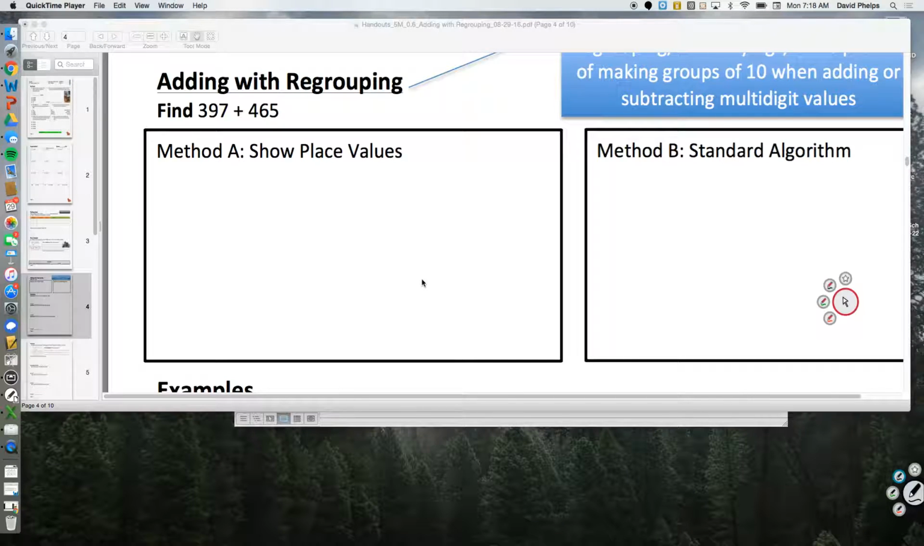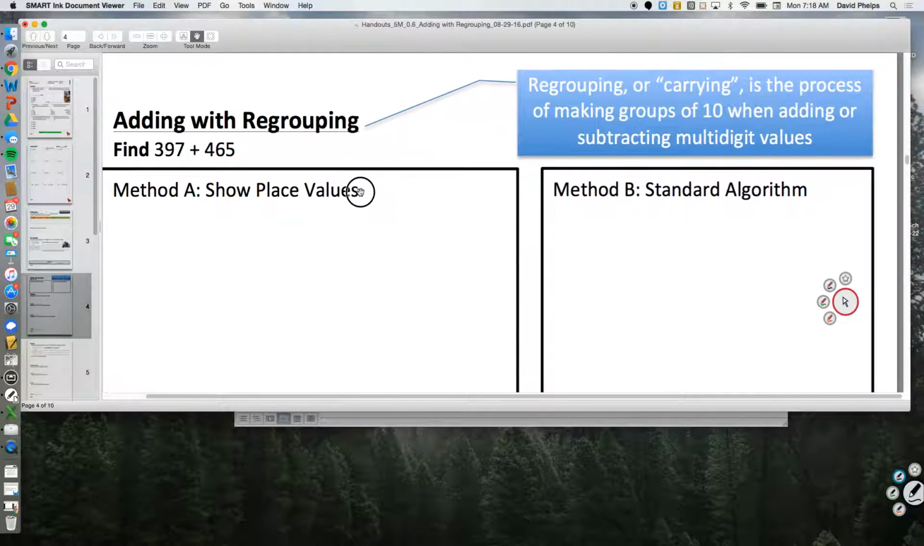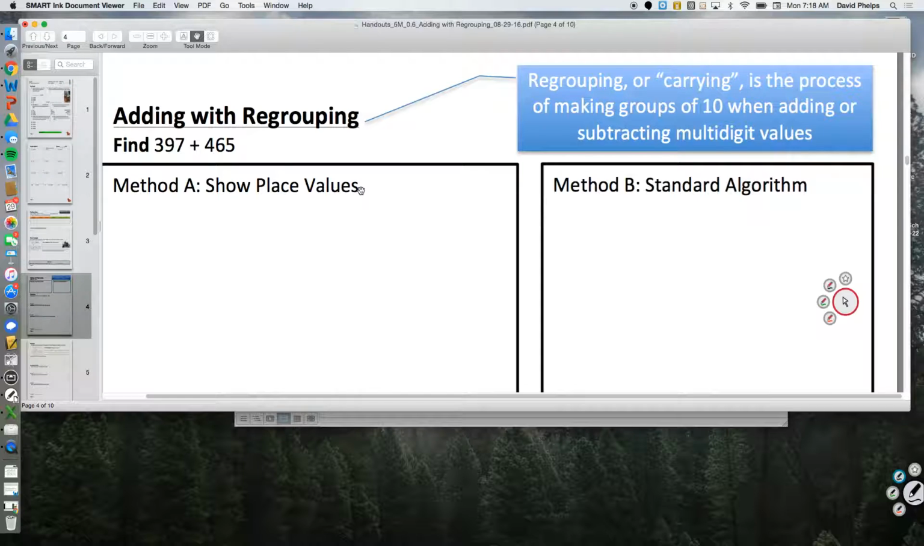All right, scholars, make sure you're on page 4. It says adding with regrouping at the very tippity top. And you'll see, before we start the problem, look at the top right corner. Underline the word regrouping.